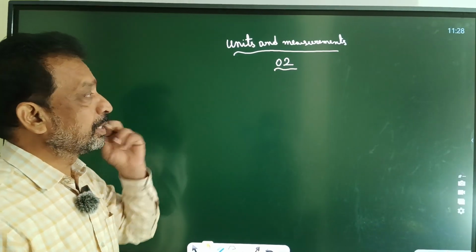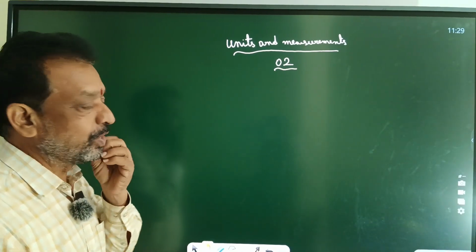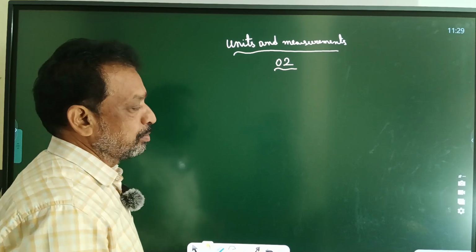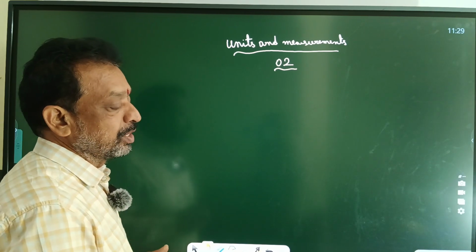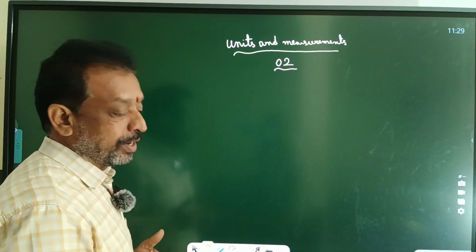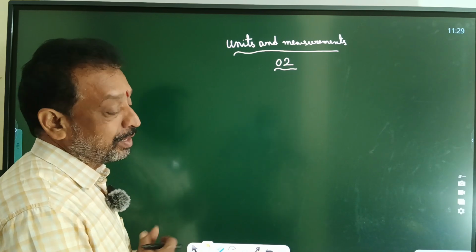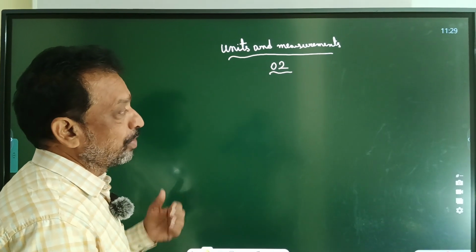So, units and measurements. Today class 2 is going on. Last class I discussed the types of fundamental quantities: how many fundamental quantities there are, and how many derived quantities there are. Derived quantities are n in number, so today we only talk about the fundamental quantities.